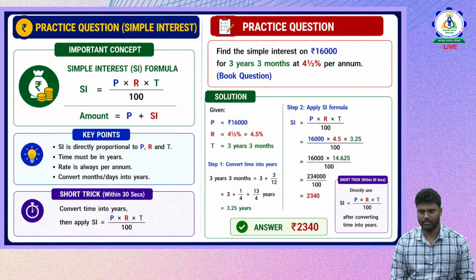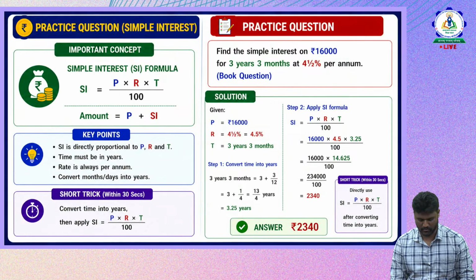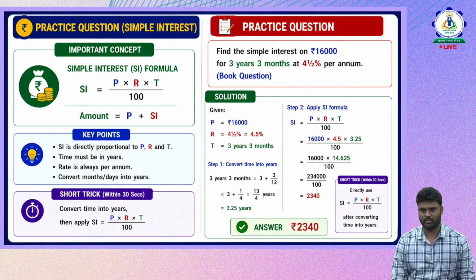The next one is: find the simple interest on 16,000 for 3 years 3 months at 4 1/2% per annum. We have to see that. Okay, so now we need to identify the simple interest for the given amount.